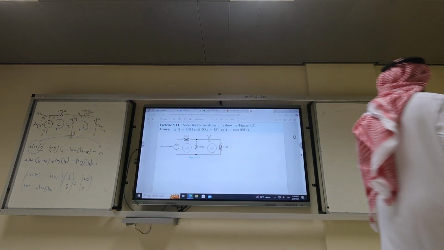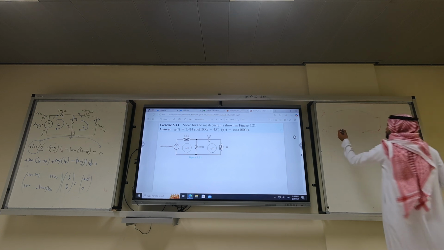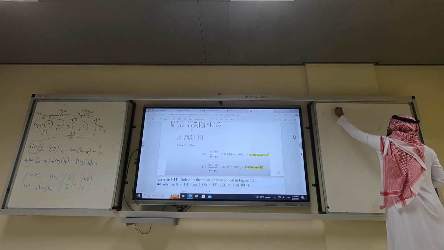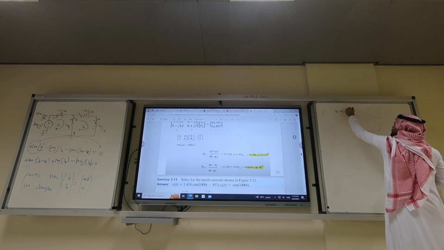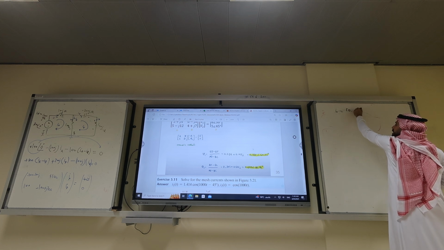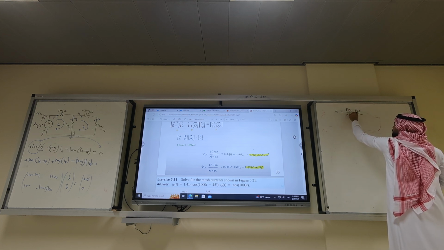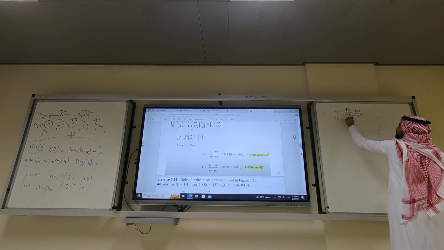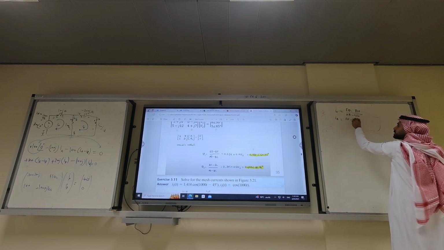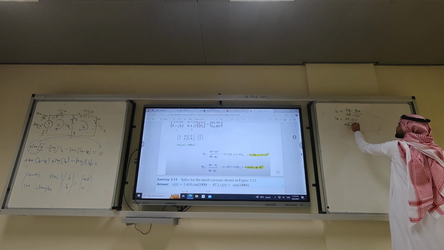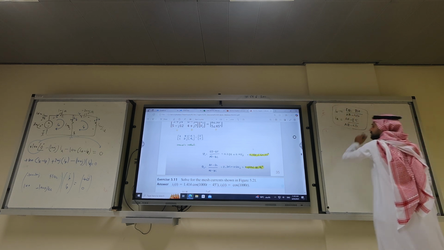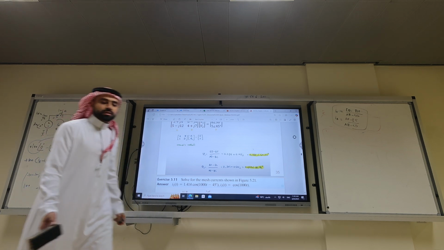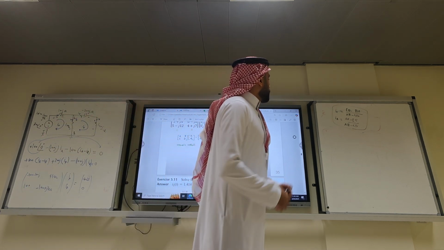Cramer's rule. So you want to calculate IA. Let's go back to Cramer's rule. Write it on the side. So IA is what? ED minus BF over AB minus CD. What is IB? AF minus EC over AB minus CD. You can write this down. We'll try to provide it to you if you want.